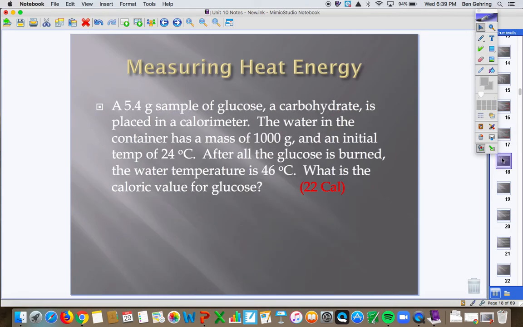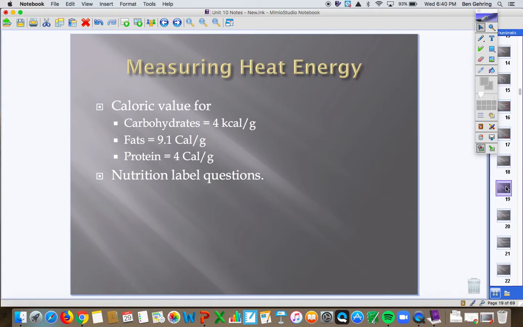All right, I'll give you one to practice on your own. A 5.4 gram sample of glucose, a carb, is placed in a calorimeter. The water in the container has a mass of 1,000 grams and an initial temperature of 24 degrees Celsius. After the glucose is burned, the water temperature is 46 degrees Celsius. What is the caloric value for glucose? So you can use the same process you used on the last one. Try that. You should get to this answer. If you have troubles, we'll discuss it. We'll figure it out. But this is where we're trying to go to.